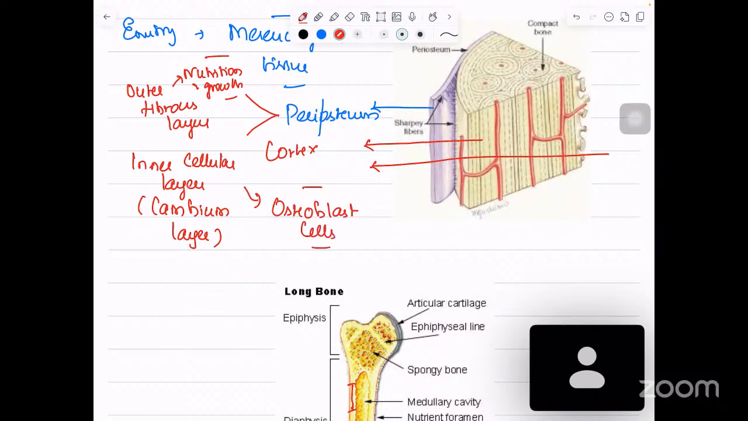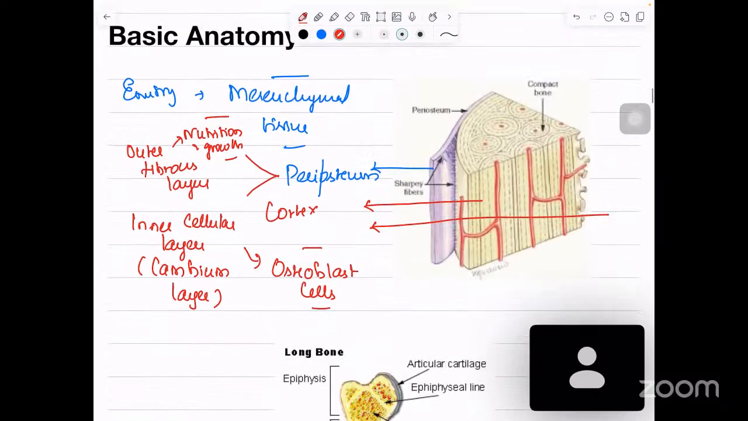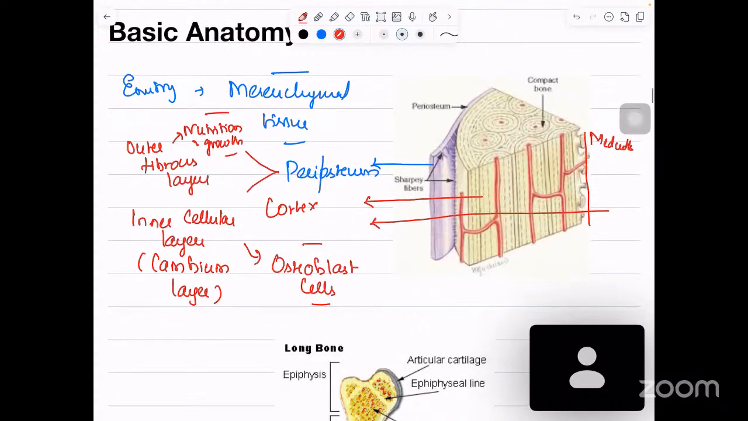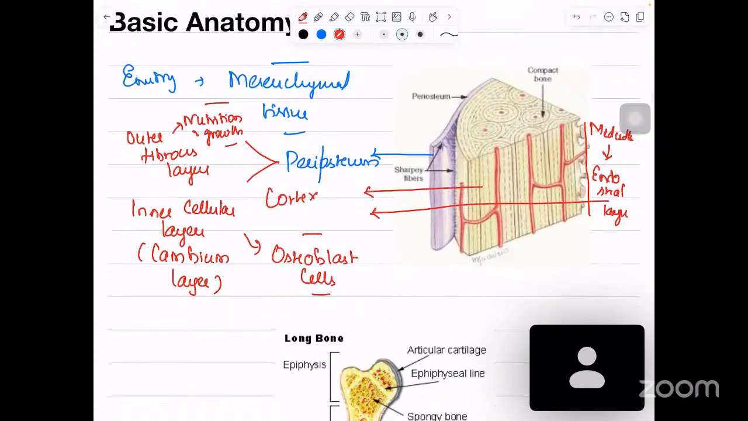When you look into this medulla, it is lined by a layer, just like the periosteum, it is lined by the endosteal layer. Periosteum is something outer, endo means inside. You know the endoscope. So endo means inside the bone. So endosteal layer, this is what it means.